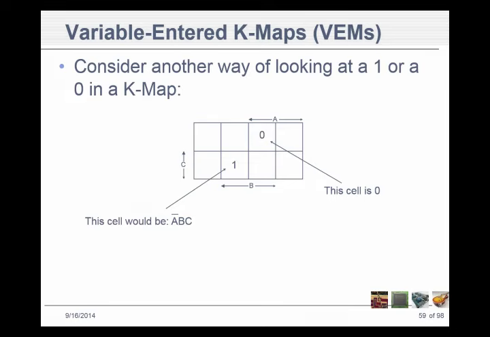We can get 4 by 4. That gives us 4 variables. If we have a 5th variable, we have to stack 4 by 4s. Okay? And then we have to start thinking in 3 dimensions.